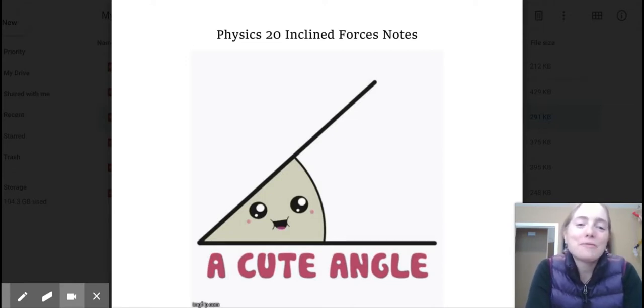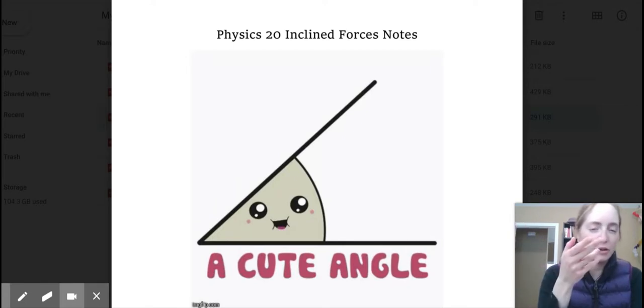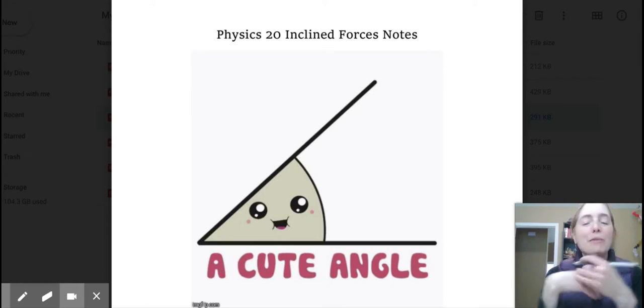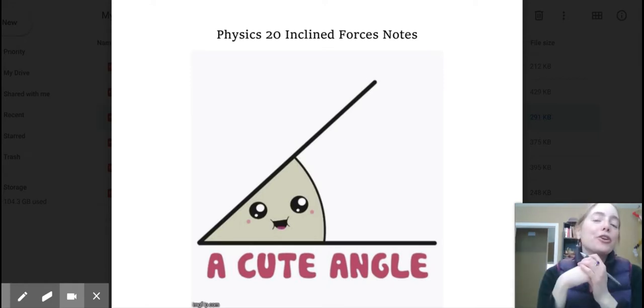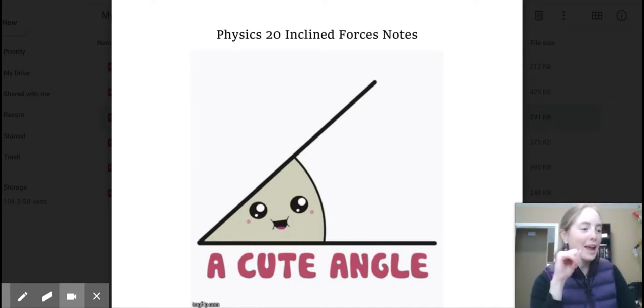So, ladies and gentlemen, we are going to be using acute angles today when we're looking at our inclined forces. So we're going to be looking at when you're either pushing at an object or pulling at an object at an angle to the horizontal. So imagine pulling at a toboggan. When you're dragging a little kid on a toboggan or pulling a kid in a wagon, you are going to be applying a force on the X and on the Y as well.